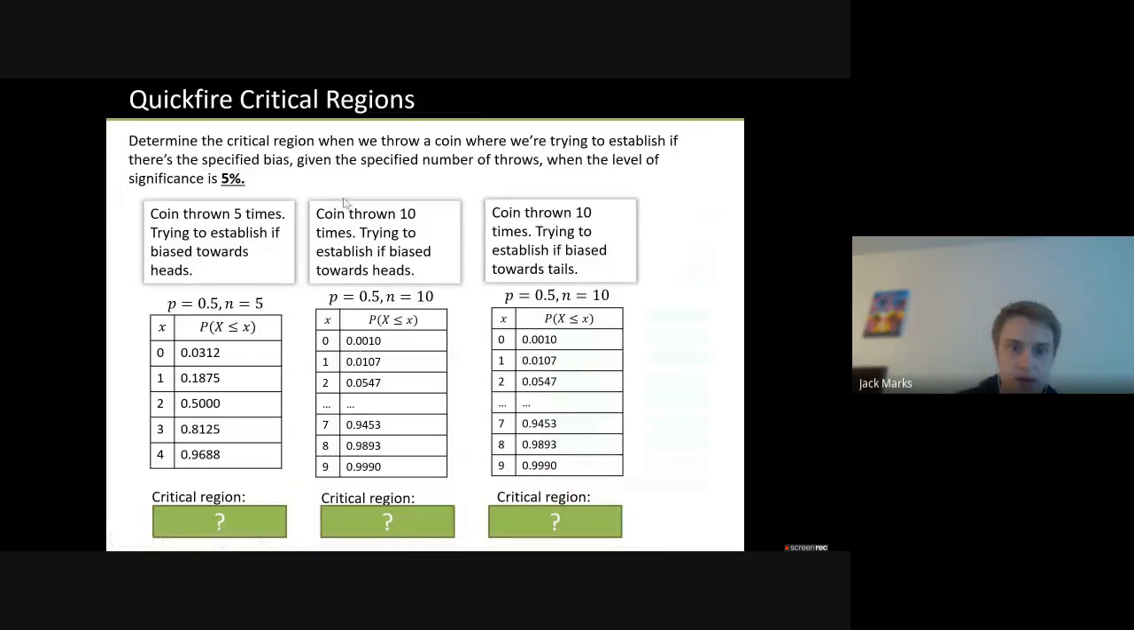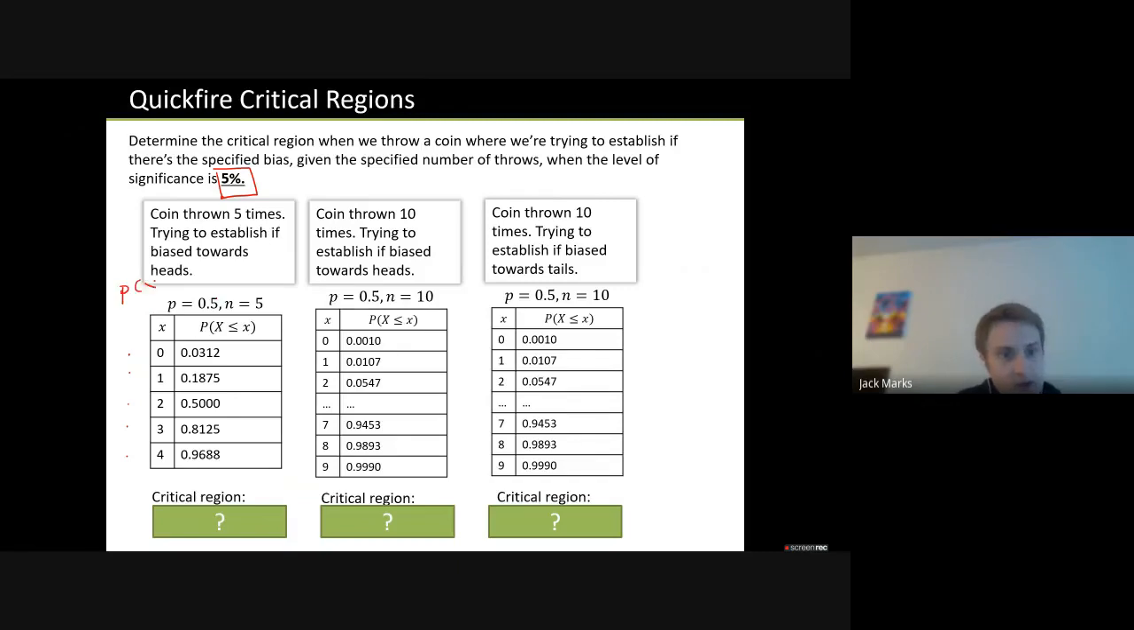So some quick fire questions, and they're all based around a 5% significance level. What's the critical value? What's the critical region for these things here? And these probabilities have been worked out for us. X is still going to be heads. So where is the probability of the thing being that or a more extreme value less than 5% for the first time? Let's try an example.